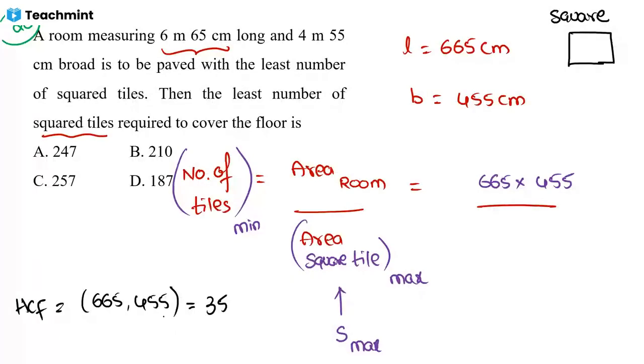Both are multiples of 35. Now, the area of the square tile is 35 into 35. Now you have to divide 665 by 35. We know this is 35 times 19. And this is 13 times. 19 into 13 is the answer, so we got 247. See this beauty.